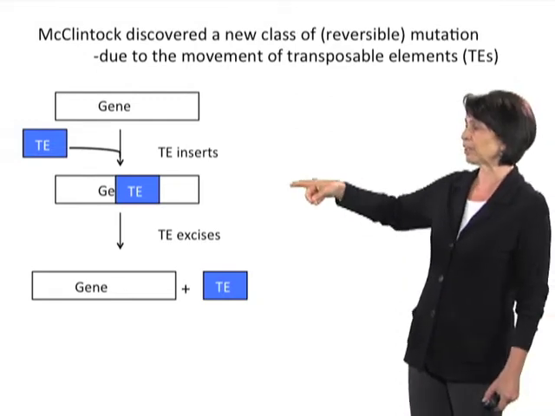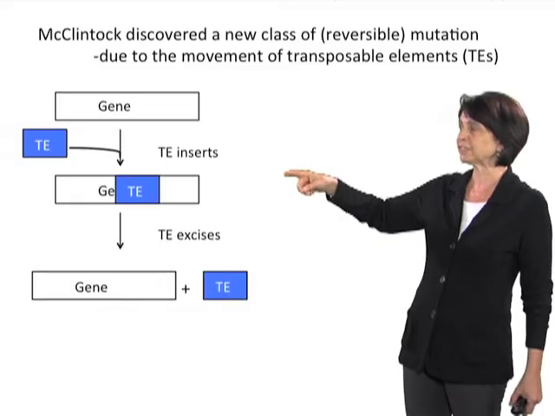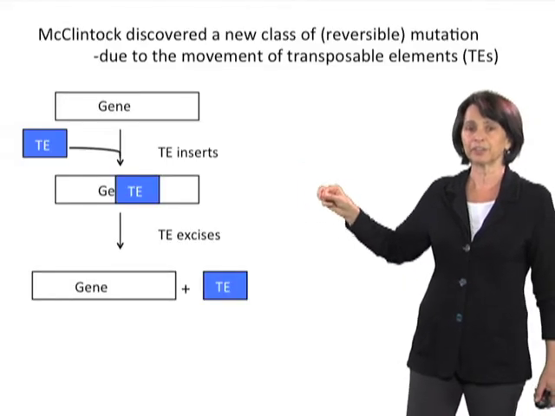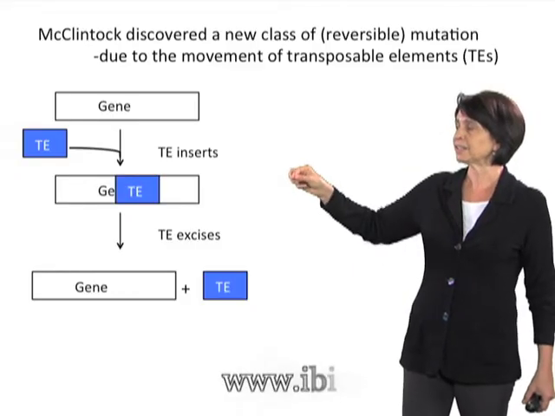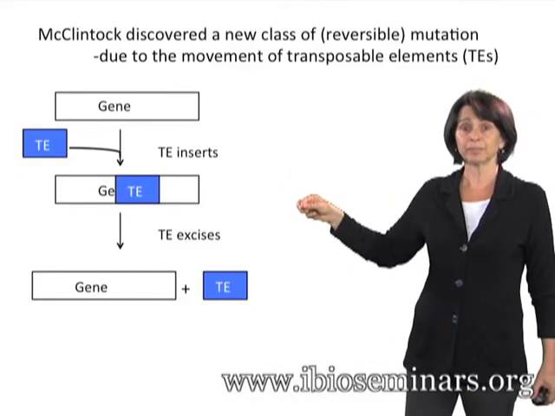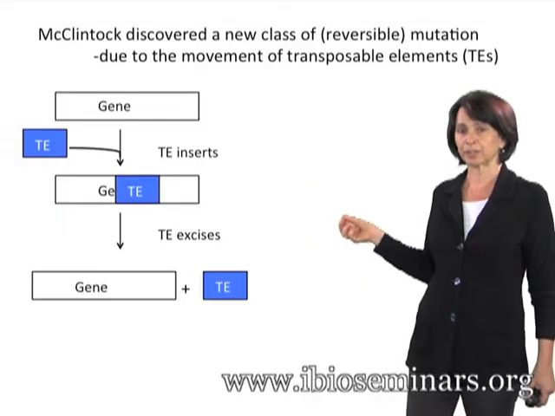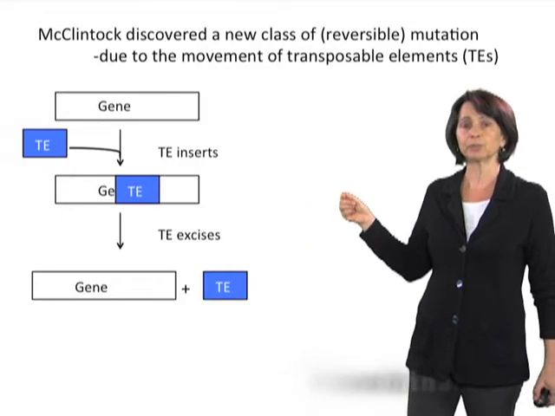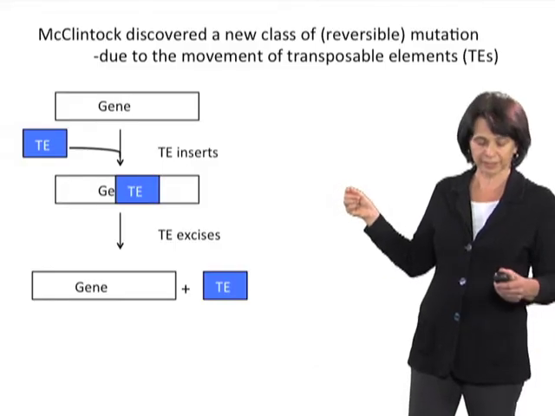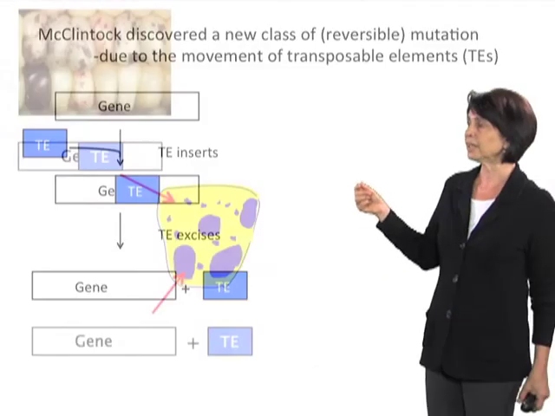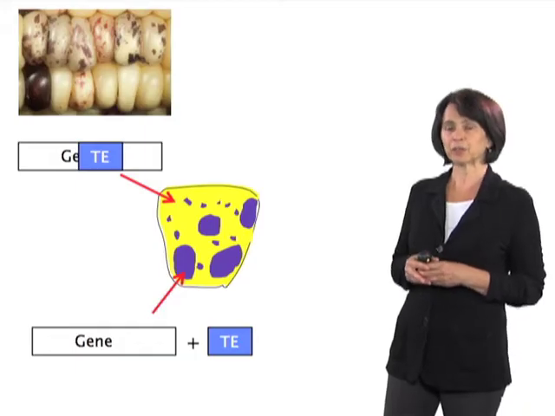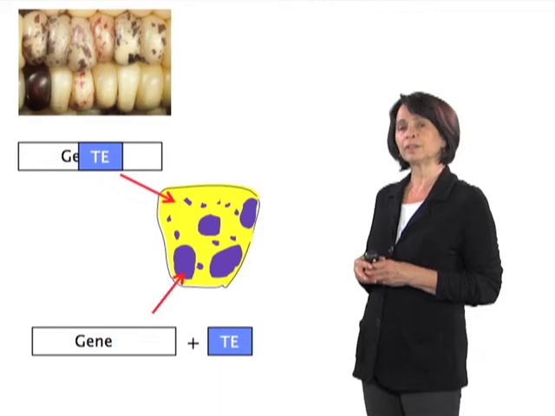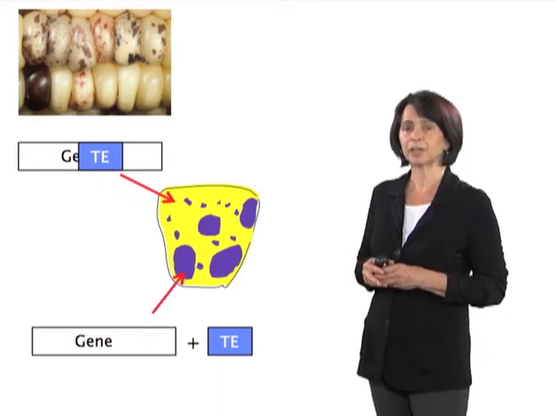And the way it's reversible is that the piece of DNA, as we call it, the TE or transposable element, and you'll see this abbreviation throughout, TE, can insert into the gene, and it can then excise from the gene. When it inserts, we have a mutant phenotype. When it excises, we revert to a wild-type phenotype or normal phenotype. What I've drawn here is a spotted corn kernel. And I've tried to explain how the different sectors in the kernel arise.